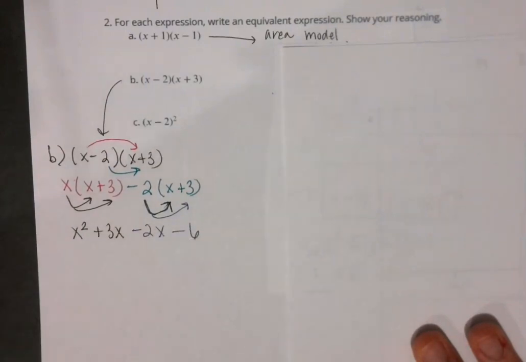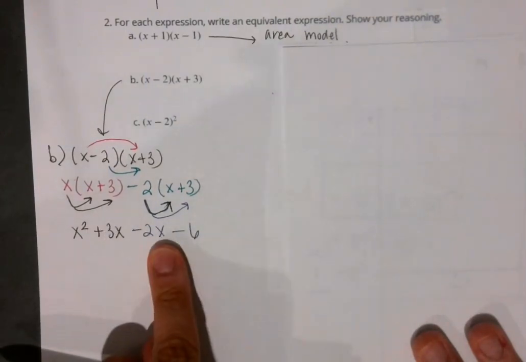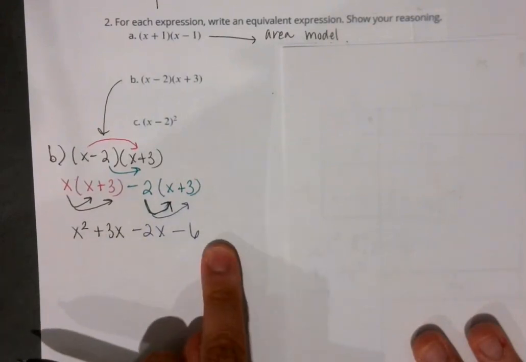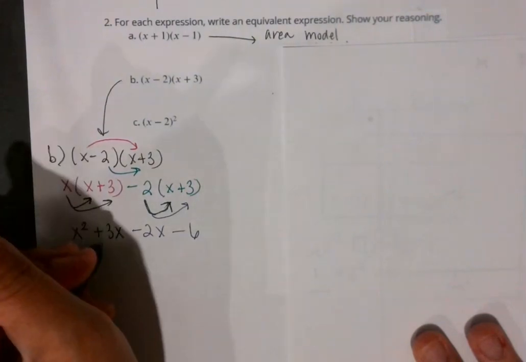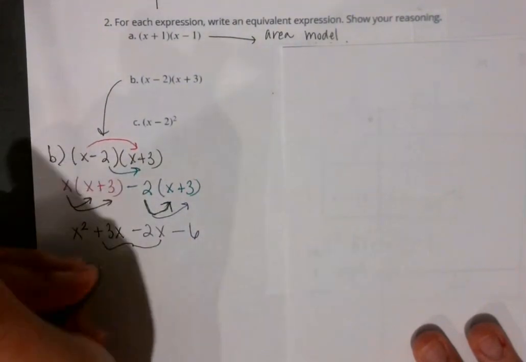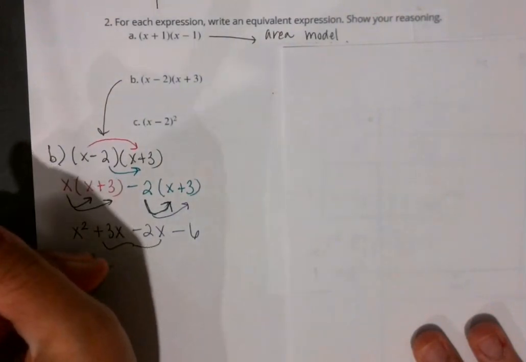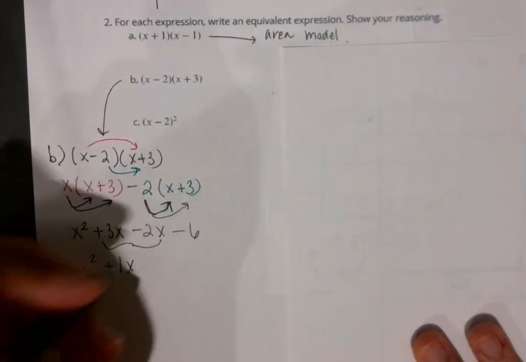The only things that I can combine are the 3x and the negative 2x because they both have x. This one's squared, it doesn't count, and this has no x. So when I combine those two things together, I'll have x squared. 3 minus 2 is 1, so I'll have 1x minus 6.